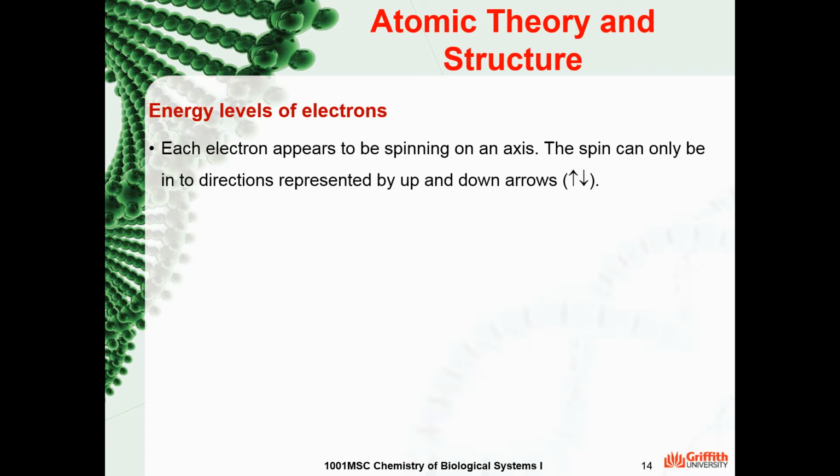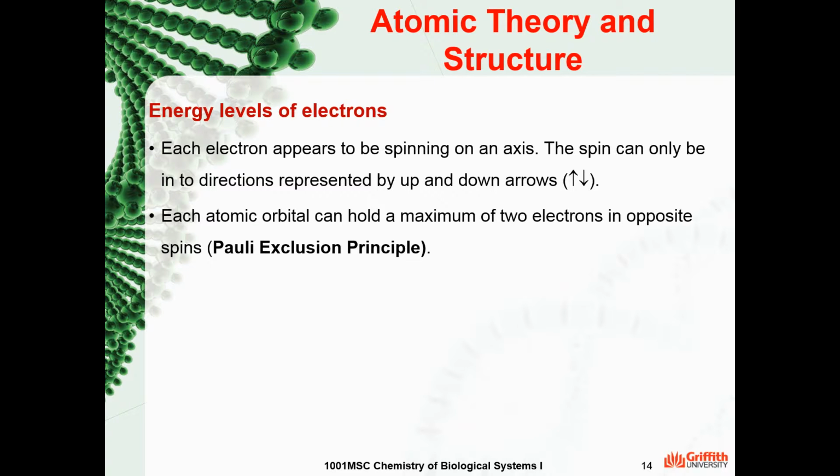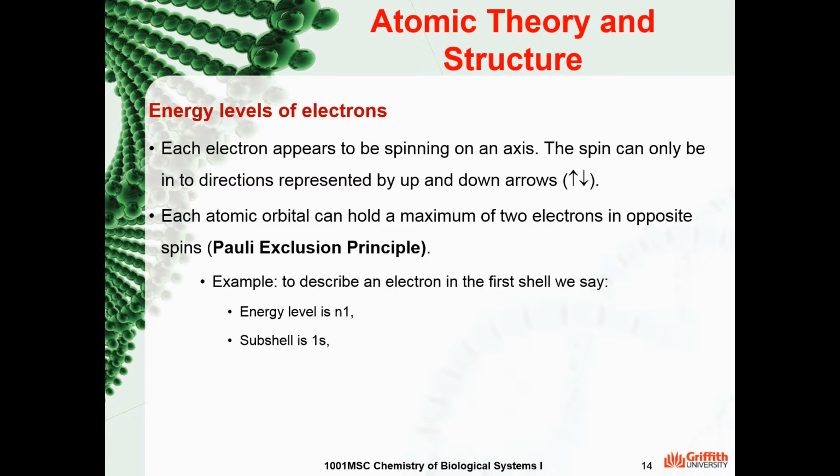The fourth and final quantum number is the spin. We represent the spin of electrons in 2 directions using opposite arrows, either up or down. Each atomic orbital can hold a maximum of 2 electrons, which must have opposite spins. This rule is called the Pauli exclusion principle. So to describe an electron in the first shell, we say the energy level is N1, the subshell is 1s, the orbital is sphere, and the spin is an arrow either up or down.